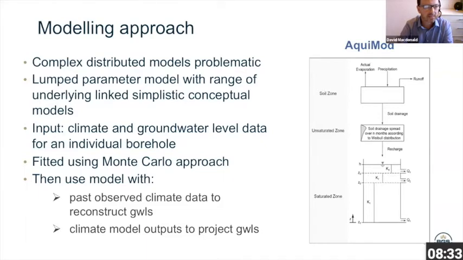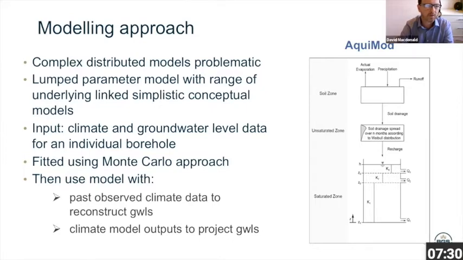There is a limited understanding, particularly of the more heterogeneous weathered basement aquifers that occur under much of sub-Saharan Africa, and also a lack of data, which means that the use of complex distributed models that might be used in other parts of the world is problematic. And so within this study, we were looking at the potential application of a more simple lumped parameter model that links together a number of simplistic conceptual models of the soil zone, the unsaturated zone, and the saturated zone, and uses that to simulate the water level at a particular borehole, but then makes some assumptions about the representativity of that borehole for the wider aquifer. And this has been used extensively in the UK to forecast groundwater levels at specific sites.